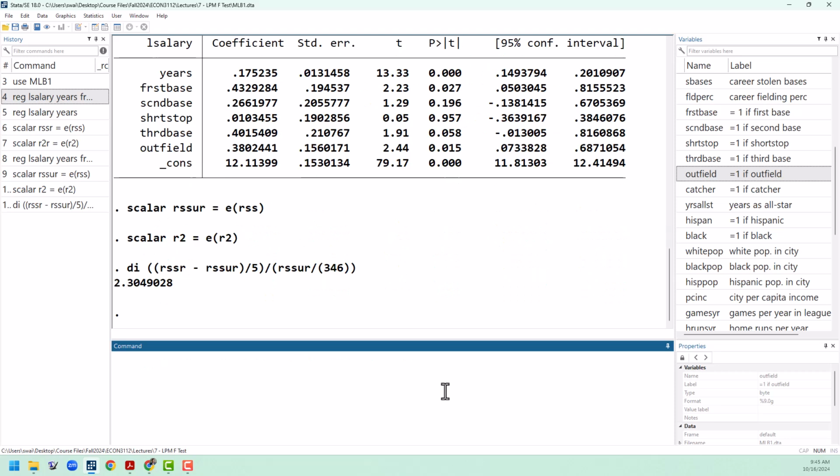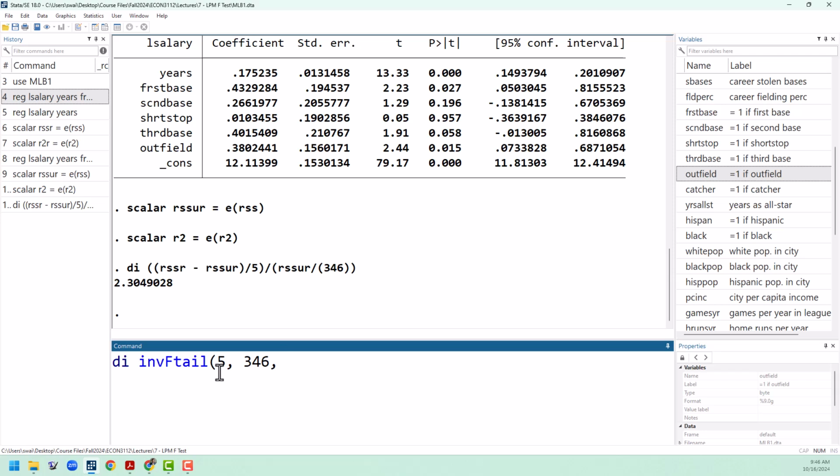Close all those parentheses, and we get an F statistic of about 2.3. The next thing we need to do is calculate our critical values from the F distribution. To do this, we're going to use the inverse ftail function. This works very similarly to the inverse ttail, but for the F distribution, we need to give it two pieces of information. We need our number of restrictions, which is 5, degrees of freedom, 346, and the probability corresponding with the significance level that we're interested in.